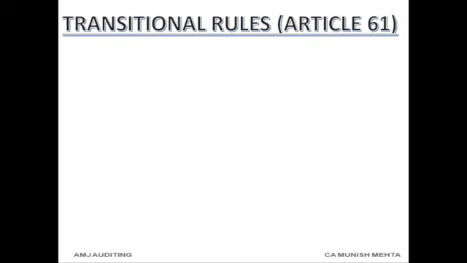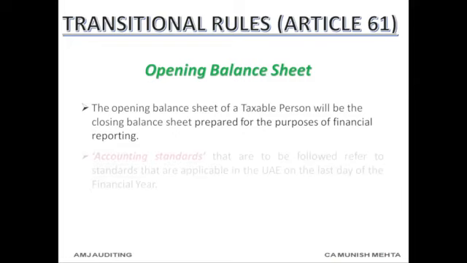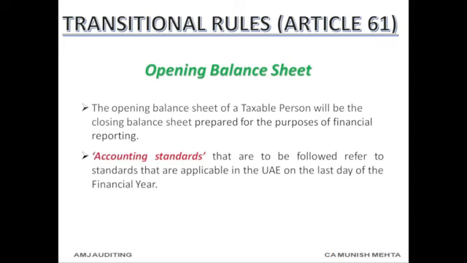Transitional rules. Article 61: Opening balance sheet. The opening balance sheet of a taxable person will be the closing balance sheet prepared for the purposes of financial reporting. Accounting standards that are to be followed refer to standards that are applicable in the UAE on the last day of the financial year.